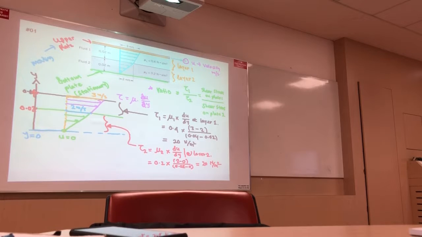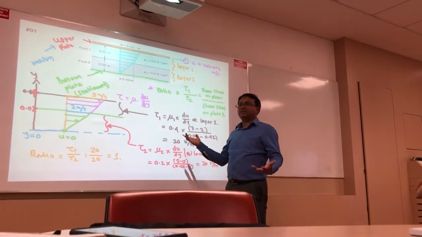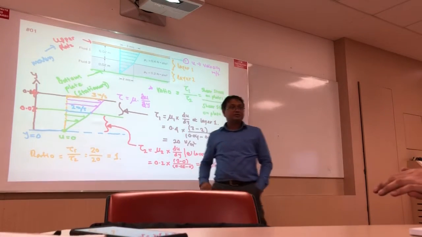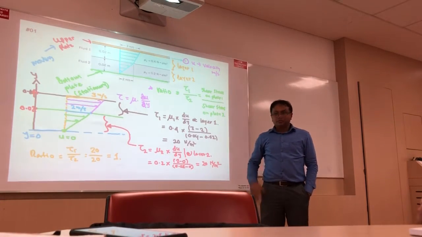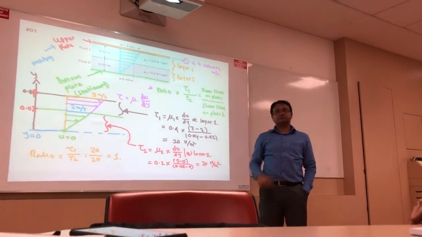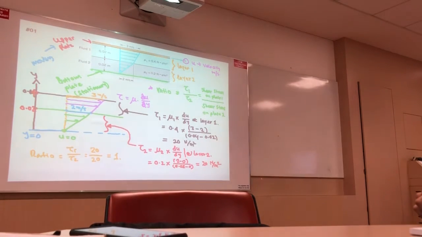So what is the ratio? 1, right? Tau 1 by tau 2, 20 by 20, 1. This is the answer. So you understand? Not difficult, right? But this question is simple. The problem is if I give you the equation for y, can you solve this question if y is like this?